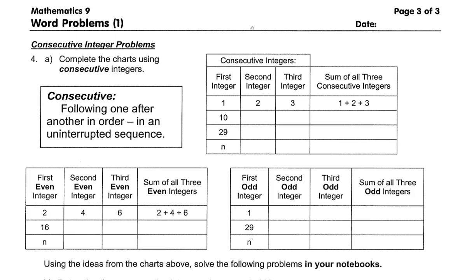In this video, we're going to do word problems that involve consecutive integers. So the word consecutive means come one after the other. So like 3, 4, 5, or 16, 17, 18. Okay, they come one after the other.